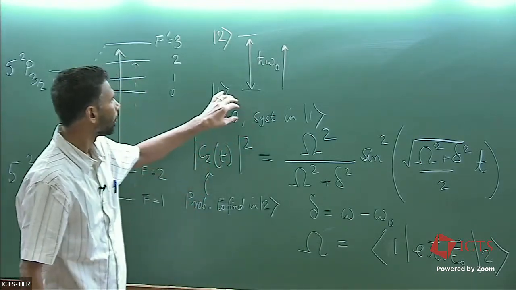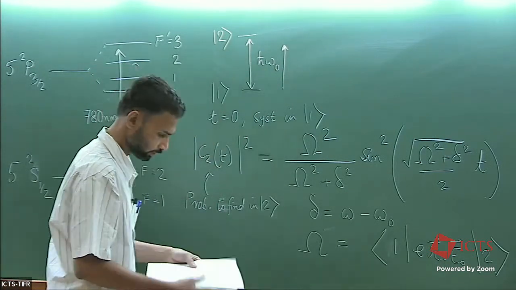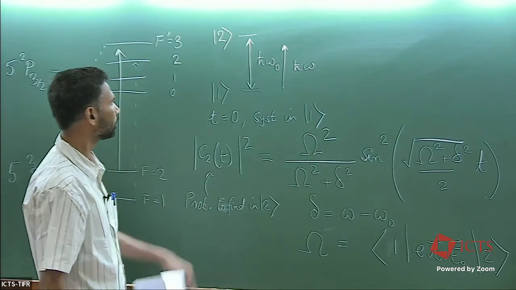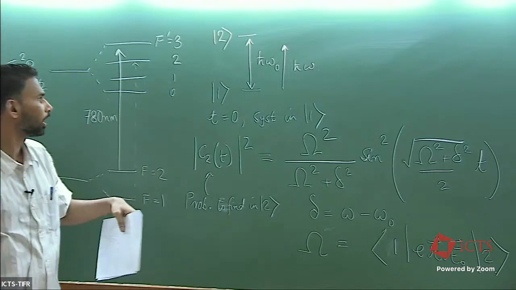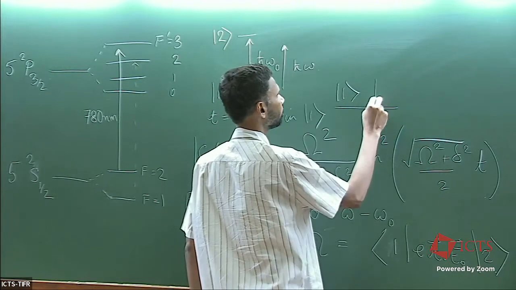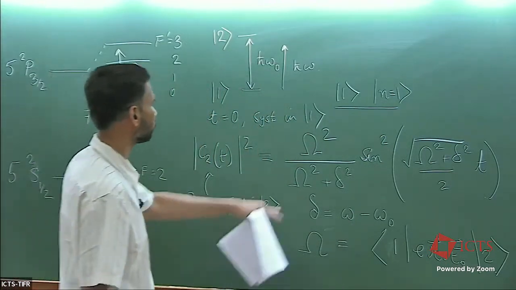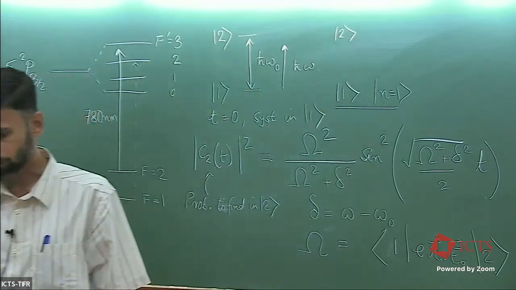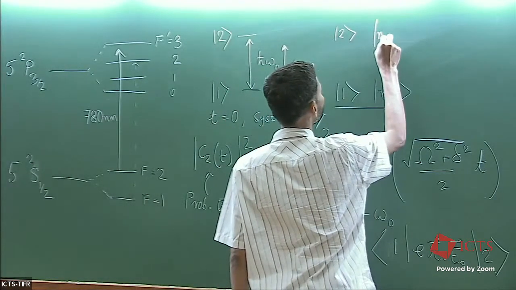So I could say, look, if I have one photon in the system, and the photon is at some frequency, let's say ħω is the energy of the photon, then I could write the state of the system together with the photon state. Suppose I have the system in state one and a photon, n equal to one, meaning one photon. This photon could be absorbed, and I could have the atom going to state two, and the photon is lost. I don't have any more photon in the system, so I'll have n equal to zero.